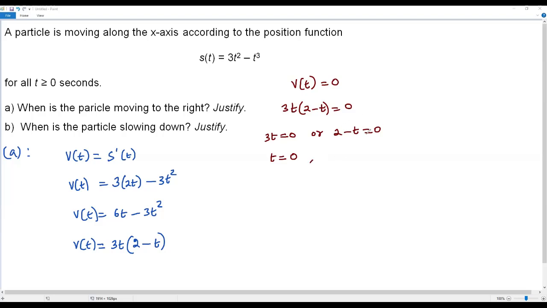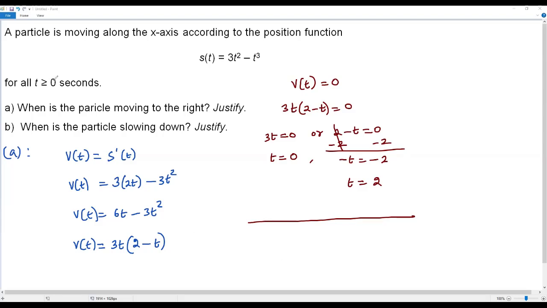If I want to solve for t in the second equation, I subtract 2 from both sides. The 2 cancels, and I get negative t equals negative 2. Now let me multiply both sides by negative 1 to make the negative t a positive t. In that case, t is equal to 2. So when I equate the velocity to 0, I get two values for t: one is t equals 0, another is t equals 2.